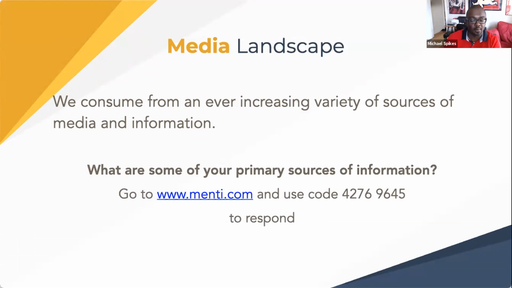So we're going to do a quick poll. We're going to take just about 60 seconds. To answer the poll, if you're using a browser, you can go to menti.com. And when you get there, you're going to be asked to enter a code. Use the code 42769645. It's in the chat and it's also here on the screen. Use that code to answer. You can answer up to 3 times. Tell us, what are some of your primary sources of information? I'm going to leave this slide up for a few seconds and then I'll put the results up as we go. And I'll start this music to give us our 1 minute.